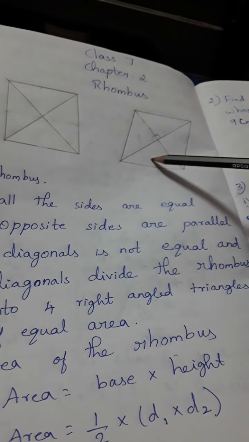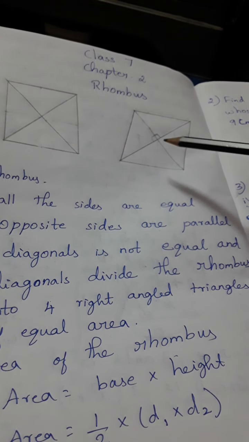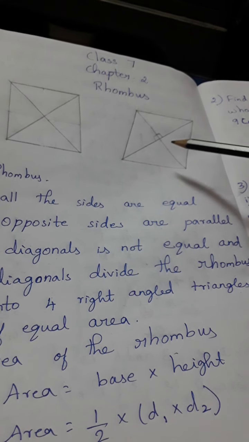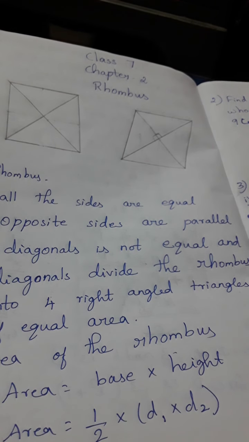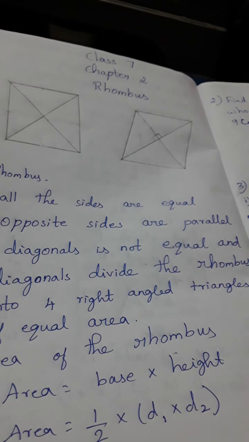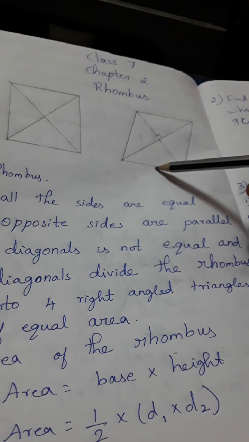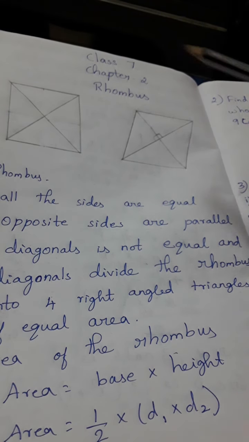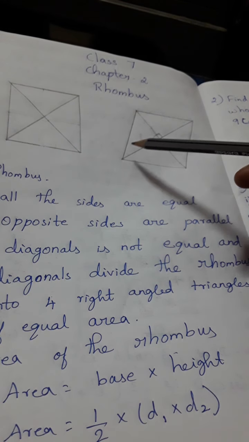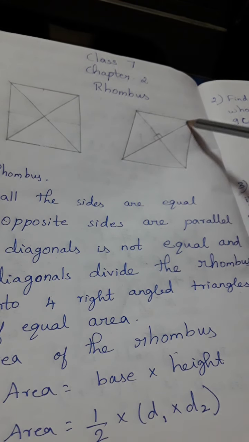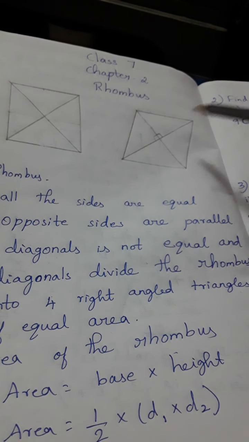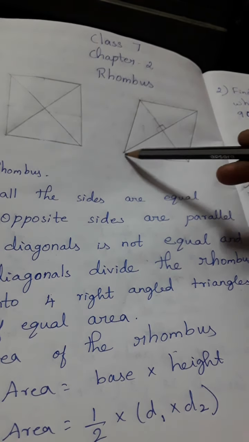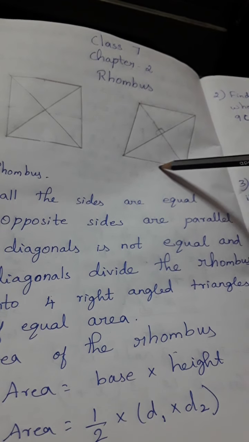Now we are going to see the perimeter and area of the rhombus. Already I told you, what is the perimeter of a parallelogram? Yes, the sum of the sides. For all shapes, the perimeter is the sum of the sides. The perimeter of the rhombus is the sum of 4 sides.